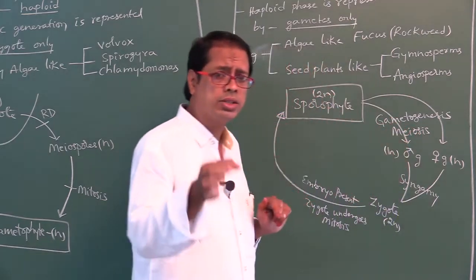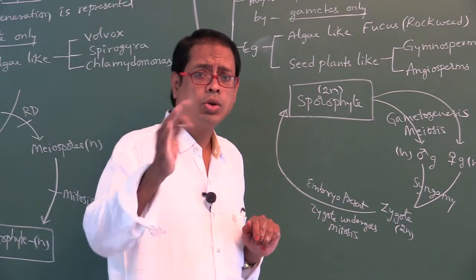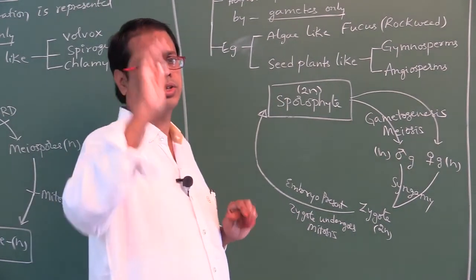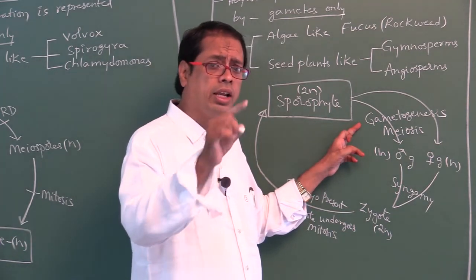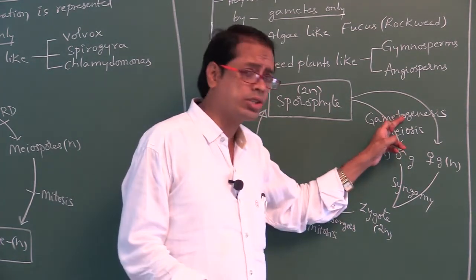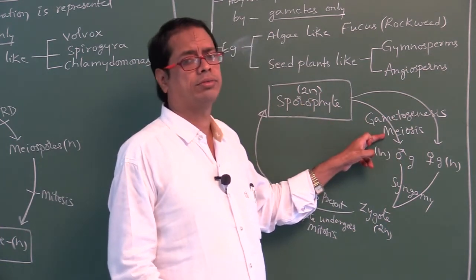2N becomes N means meiosis. N becomes N means mitosis. 2N becomes 2N means mitosis only. So in diplontic life cycle, during gametogenesis, which division occurs? Meiotic division.